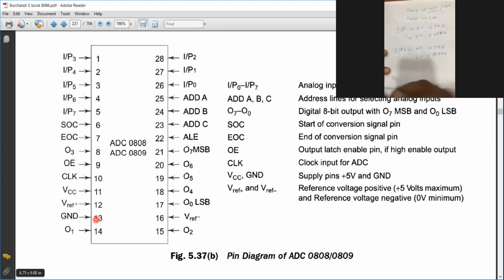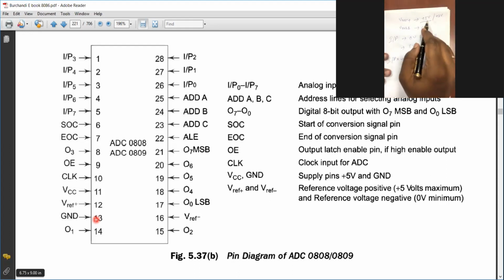Sir, at 3.1 volt, you will get again FFH. Up to 5 volt, you will get FFH. Means 3 volt and above, all the voltages give FFH. Sir, which one is better, 3 volt or 5 volt? 5 volt. But it's wrong.